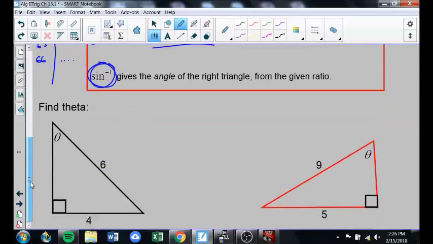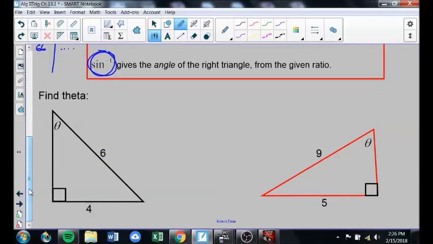So for example, I know that theta is the angle I'm trying to find in this right triangle, and the opposite is 4 and the adjacent is 6. Sorry, that's the hypotenuse. The opposite is 4 and the hypotenuse is 6. Okay, so the sine of theta is 4 over 6, which can reduce to 2 over 3.